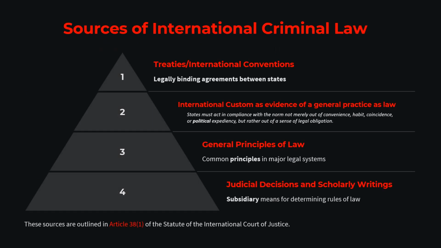And there are a number of sources of international criminal law, and there are four that I mentioned there: treaties and international conventions; international custom as evidence of general practice of law; the general principles of law, the common principles in major legal systems; and then you've got the idea of judicial decisions and scholarly writings. They all form, to some extent, sources outlined in Article 38 of the Statute of the International Court of Justice.